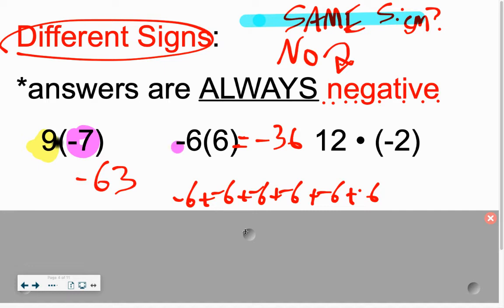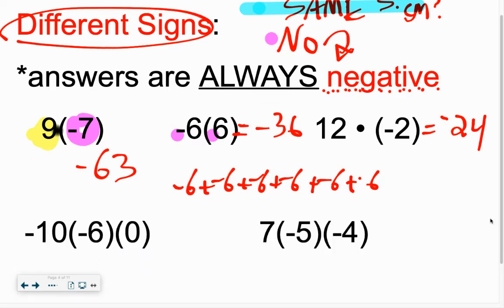Then when you come back up here, you can take a look. Do the -6 and the +6 have the same sign? When you say no, that means we need a negative number. That's why it's negative. 12 times 2 gives you 24. Do they have the same sign? Nope. So make it negative.